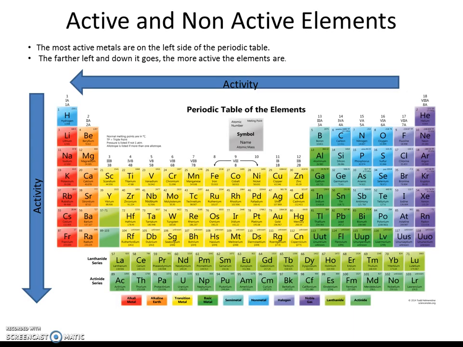Active and non-active elements. The most active metals are on the left side of the periodic table. The farther left and down it goes, the more active the elements are. Elements in group 1 would be the most active, but francium would be the most active. Francium would be the most active metal. But francium is the rarest element on the periodic table.